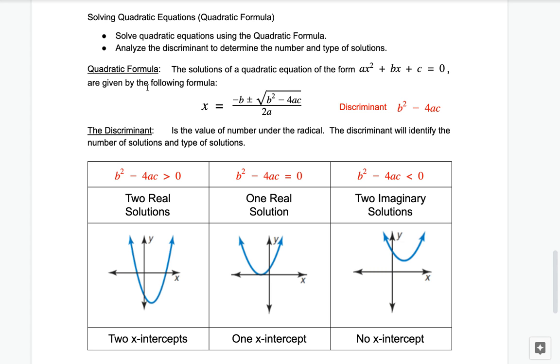The discriminant is the part that's underneath the radical. That's the b squared minus 4ac. And that is a part that will help us identify the number and types of solutions.